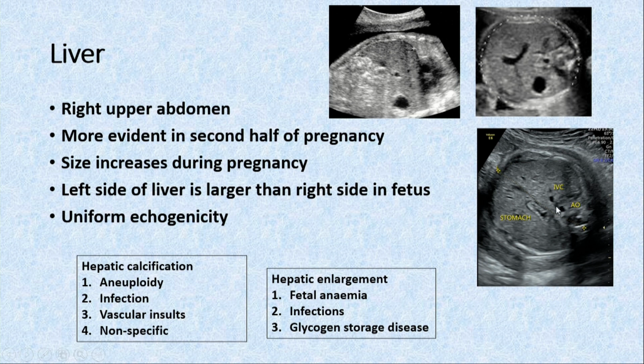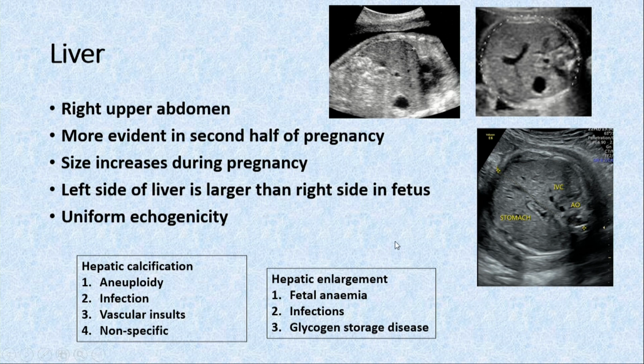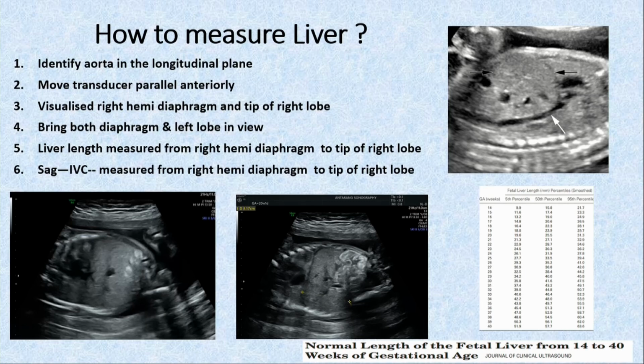So now when it comes to the liver, what things are we going to see? Basically, we are going to see if there are any focal lesions in the liver. Commonest are the calcifications, and there are multiple reasons for that. We are not going into detail of that because this is a lecture on basic anatomy. And then we have to look for hepatic enlargement, which is common in anemia, infections, and certain glycogen storage disorders.